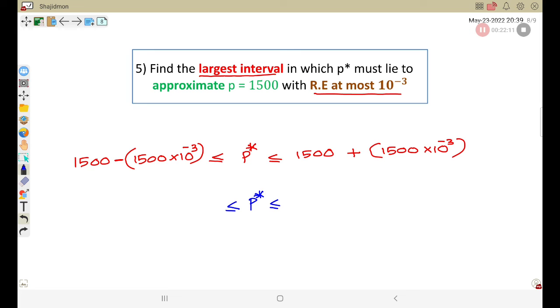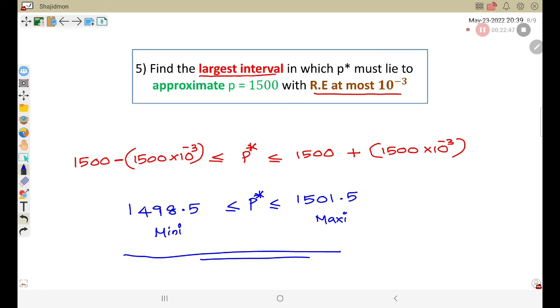So what we will get approximately is 1501.5. Okay, that is the maximum side. Now we will check what is the number on the minimum side. On the minimum side we are getting 1498.5. This is the minimum side. So this is the largest interval containing P star.